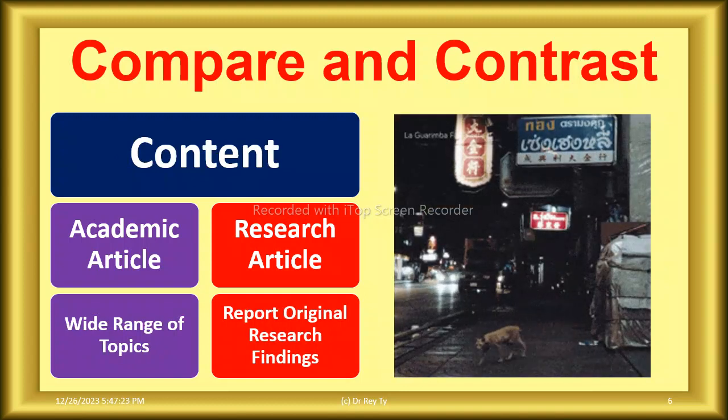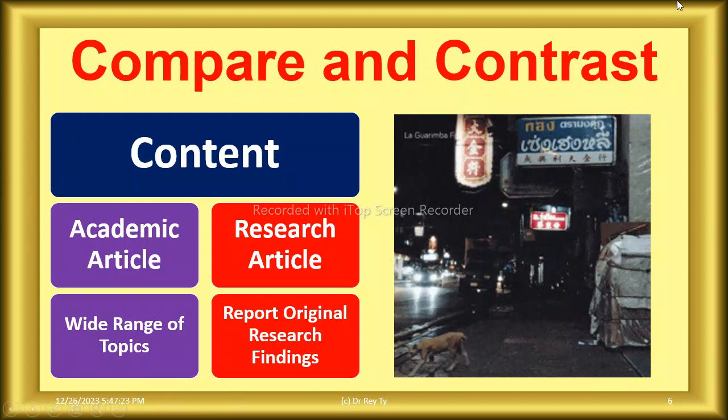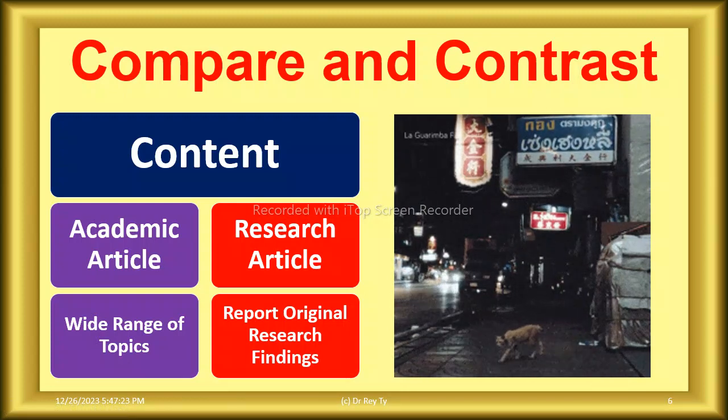In terms of content, academic articles have a wide range of topics. You can go anywhere from philosophy to literature to music to engineering to any field. On the other hand, you have research articles which report on original findings of your research.